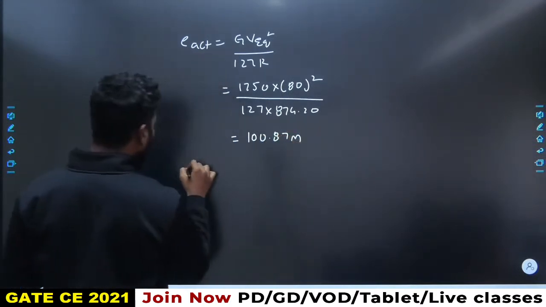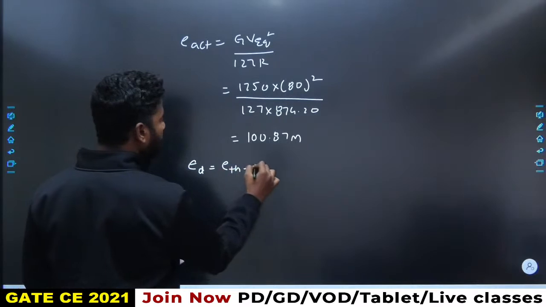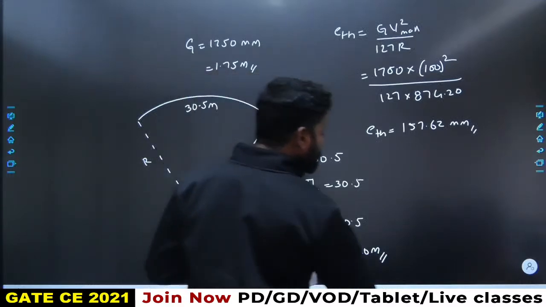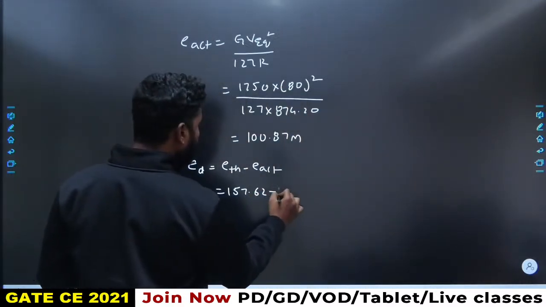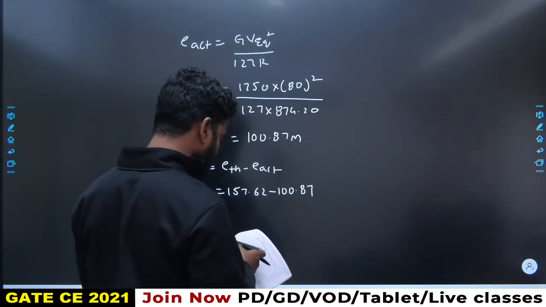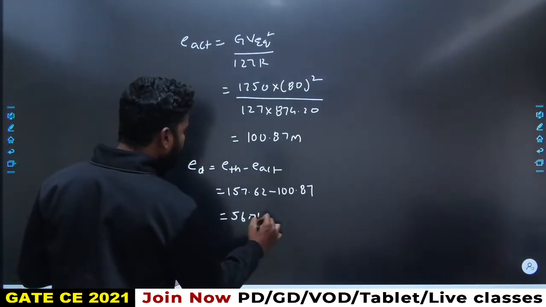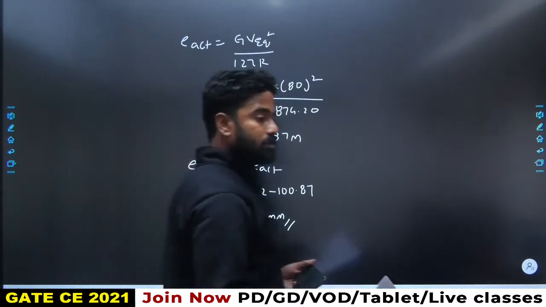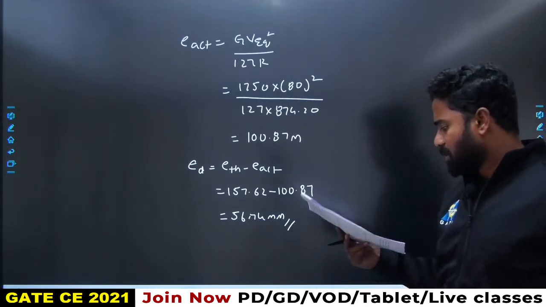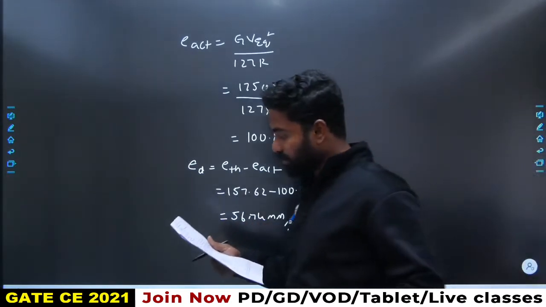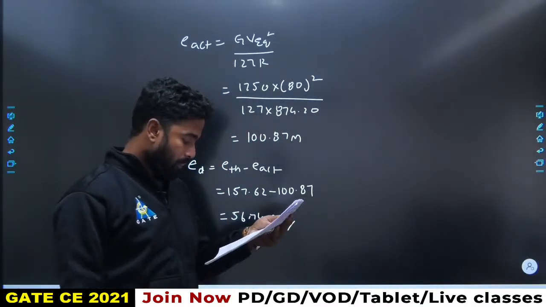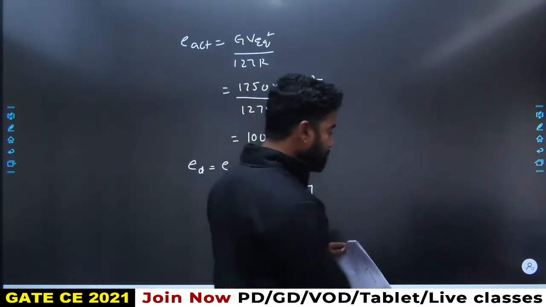So, this is 100.87 mm. Cant deficiency is equal to E theoretical minus E actual, that is 157.62 minus 100.87. So, this is 56.74 mm. Cant deficiency is 56.74 mm. Whatever units he has asked, try to substitute in those units, you will get the answer. Fine. So, simple question.